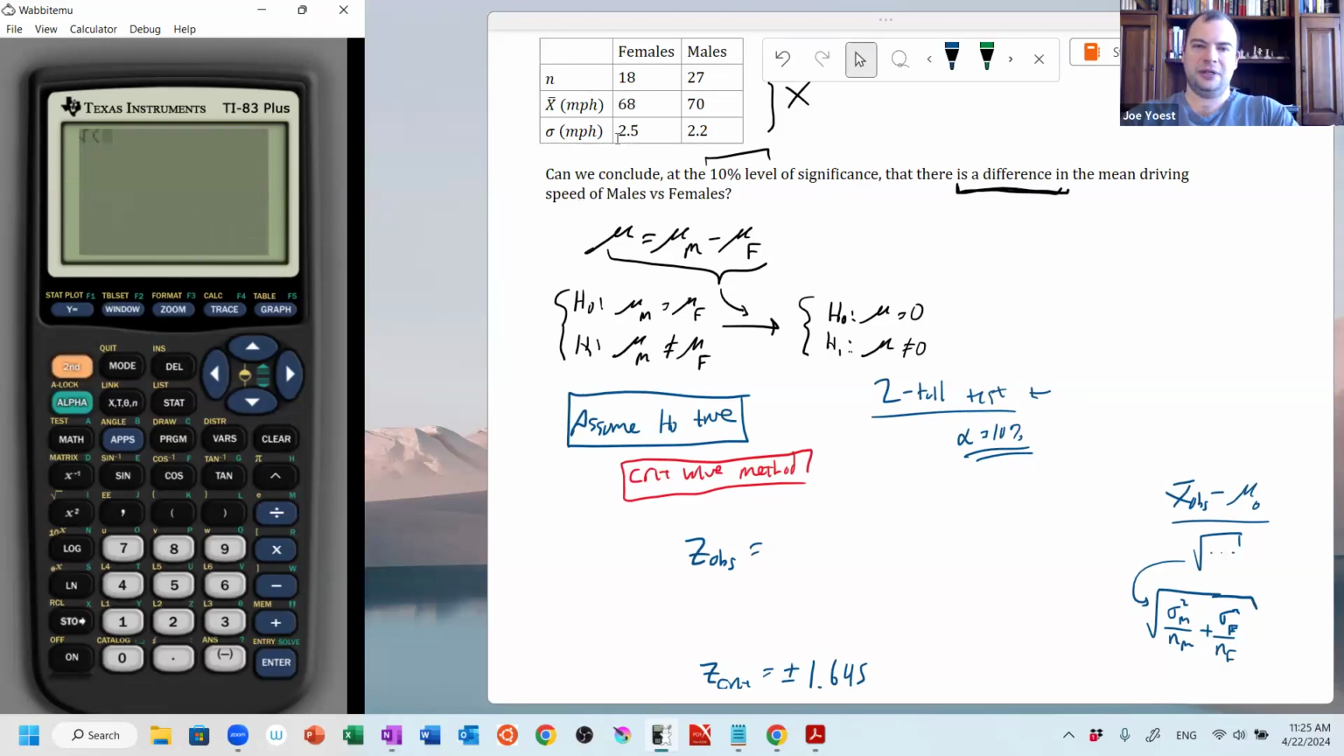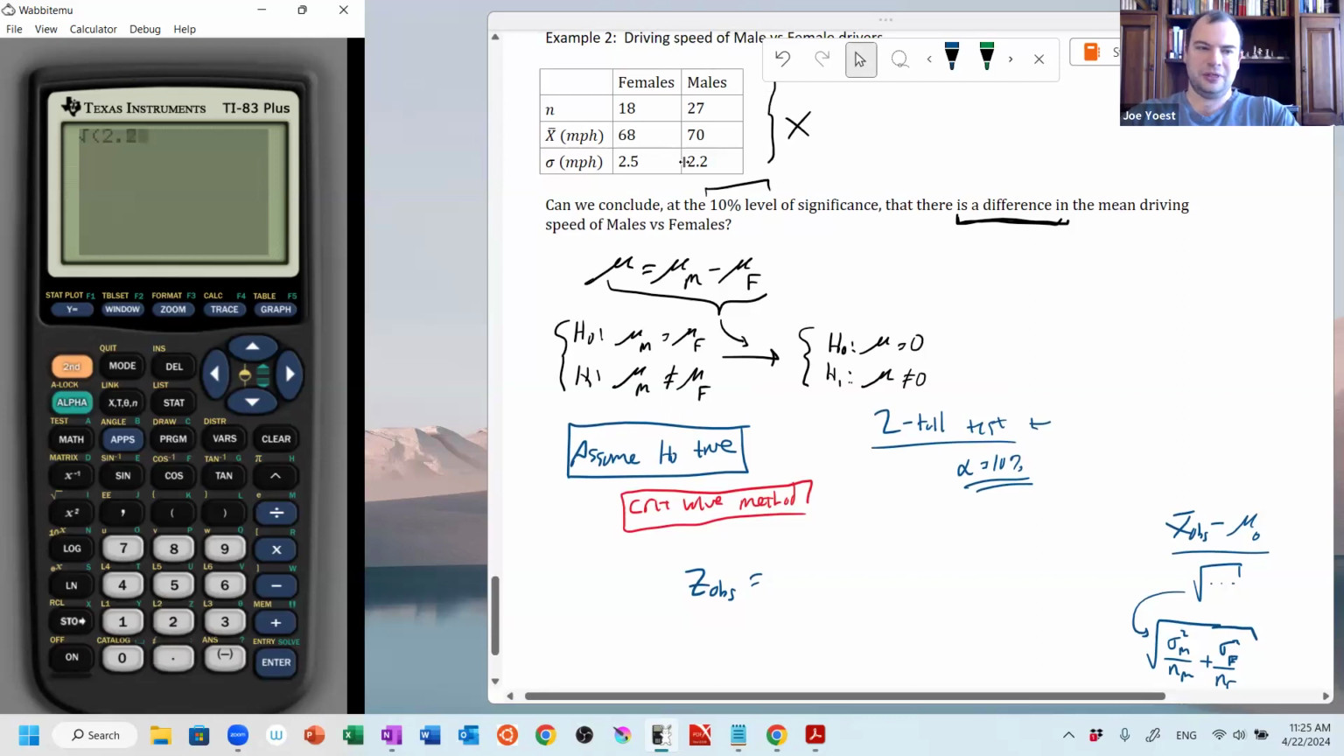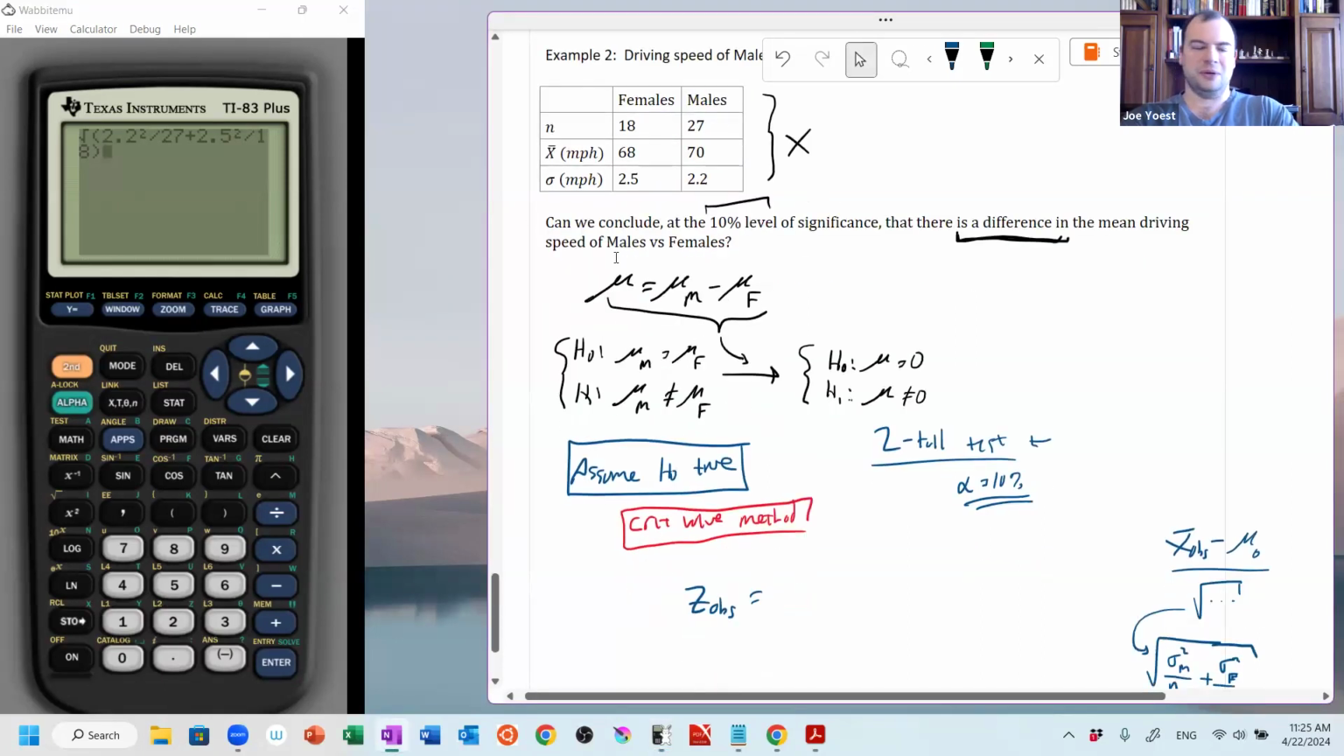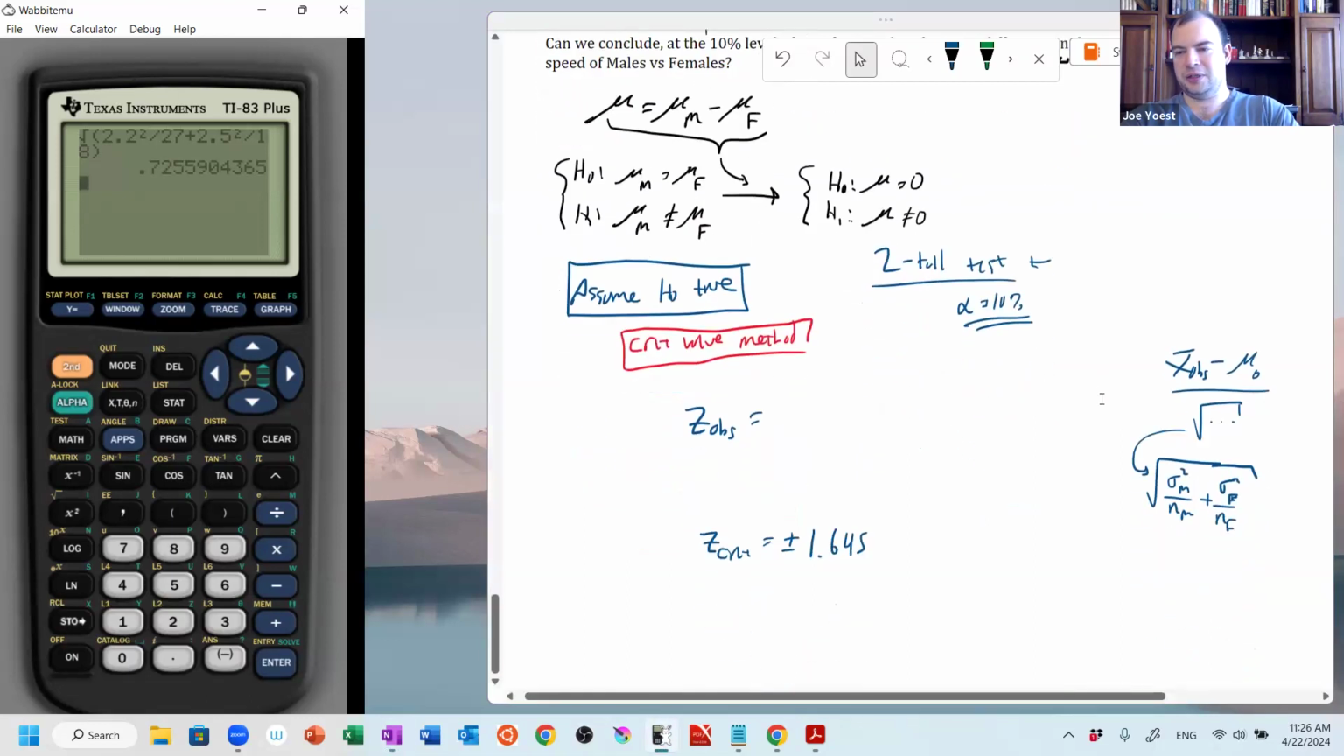Or it's the square root of sigma squared for males is 2.2. That's the standard deviation, and we need to square it, so we need to remember to do that here. Over number of males is 27, plus sigma squared for females, 2.5 squared for the females, over number of females is 18. Oh, and as an aside, we're assuming normality here because these are small n's. I don't think I wrote that in here, but 2.2 squared over 27 plus 2.5 squared over 18 looks good, all under the square root. So that's about 0.73 or so. We'll just make note of that number, 0.73.